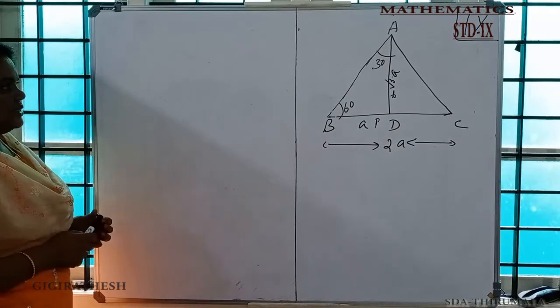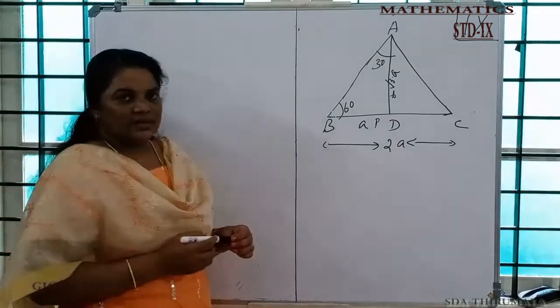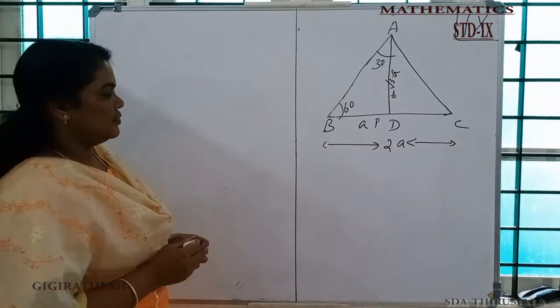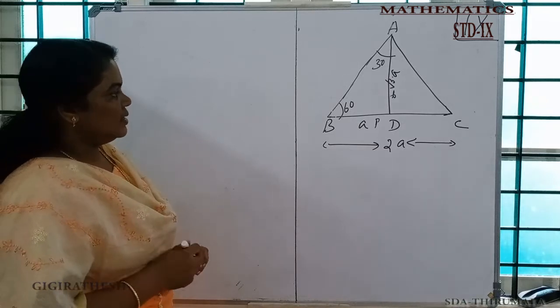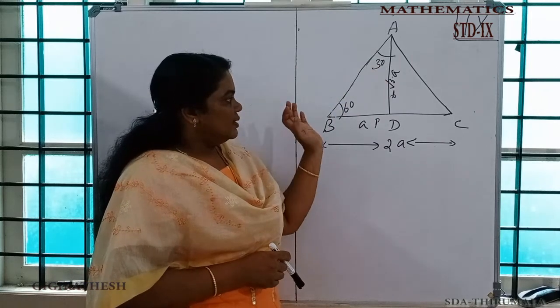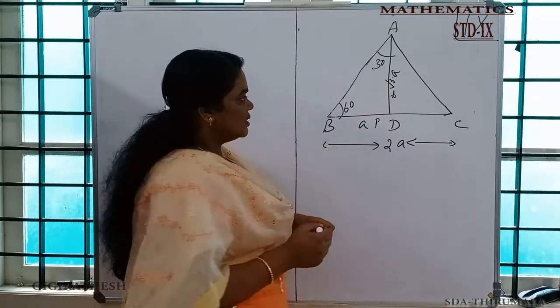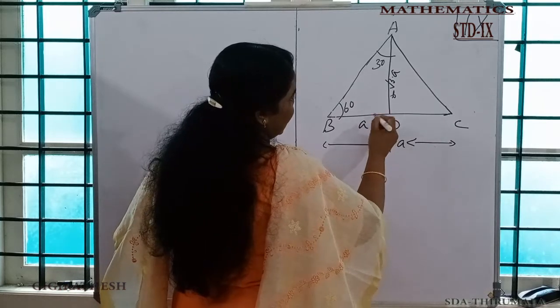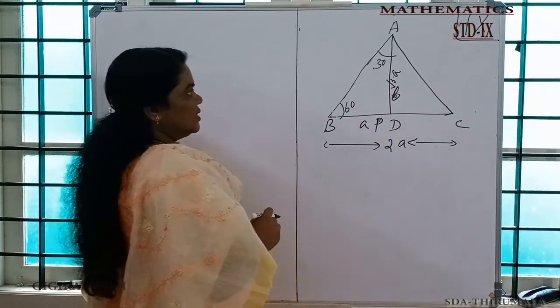Okay. Next are the values for 30. What are the trigonometrical ratios for the value 30? Here this is triangle ABC, and 30 is the angle. This is the perpendicular, and this is the base.